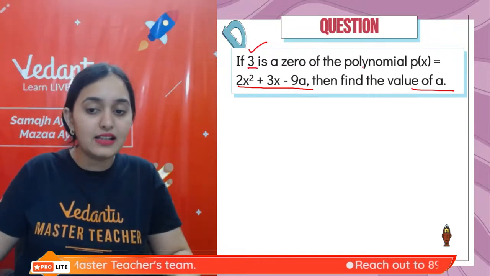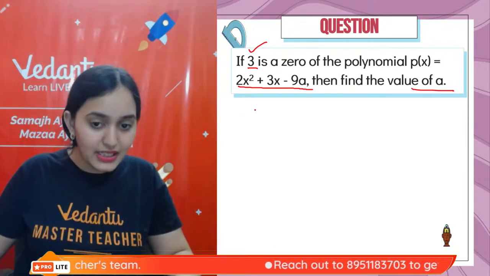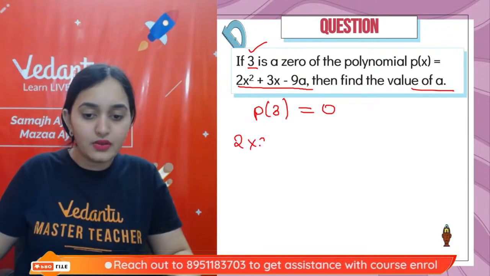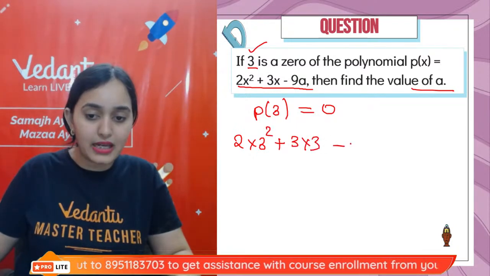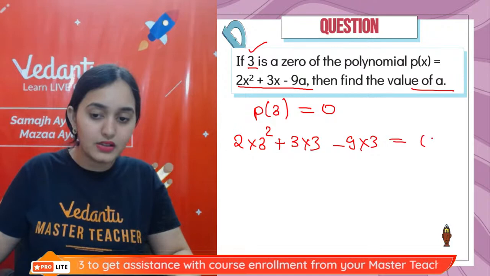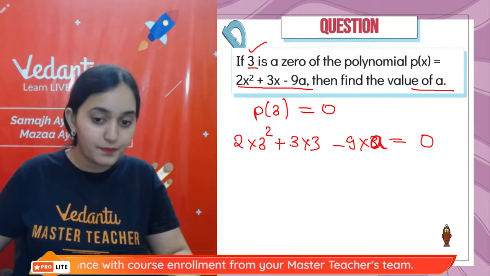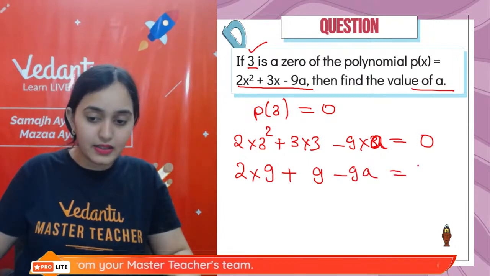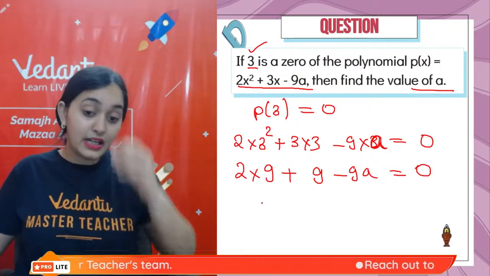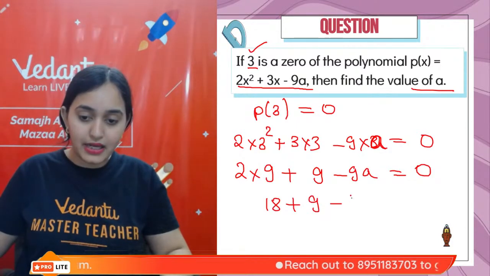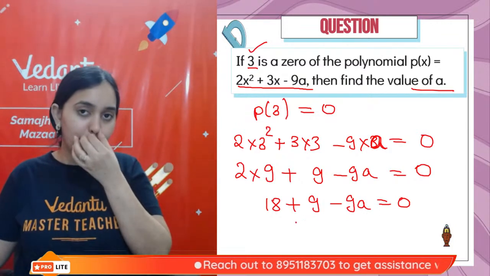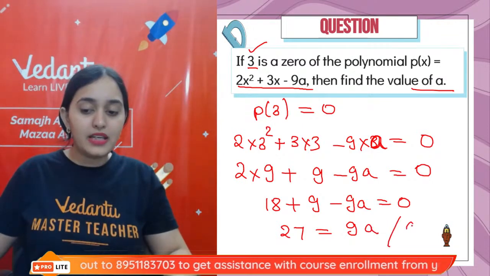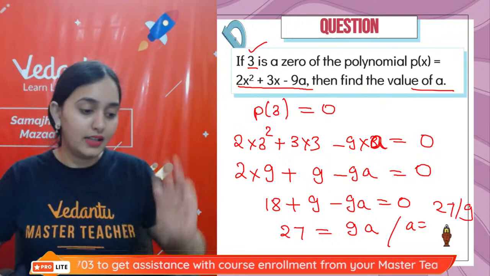So, if 3 is the zero of the polynomial, that means P(3) should be equal to 0. Therefore, 2 into 3 square plus 3 into 3 minus 9 into A should be equal to 0. Now, 2 into 3 3s are 9, plus 3 3s are 9, minus 9A is equal to 0. So it is basically 18 plus 9 minus 9A is equal to 0. 18 plus 9 is 27, which is equal to 9A. So, A will be equal to 27 upon 9, that is 3.